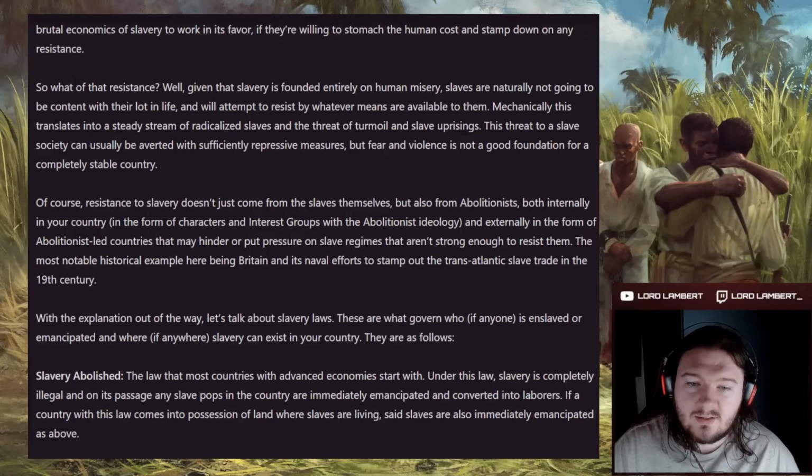Of course, resistance to slavery doesn't just come from the slaves themselves, but also from abolitionists, both internally in your country in the form of characters and interest groups with the abolitionist ideology, and externally in the form of abolitionist-led countries that may hinder or put pressure on slave regimes that aren't strong enough to resist them. The most notable historical example here being Britain, and its naval efforts to stamp out the transatlantic slave trade in the 19th century. It's good being vindicated.